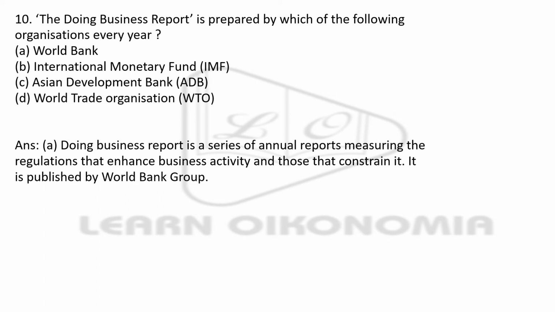So this report is prepared by the World Bank, which deals with the regulations that enhance business activity, and also the regulations which constrain business activity. Whether a particular regulation is enhancing business activity or constraining it could be identified if you look into this report, which is the Doing Business report. This Doing Business report is prepared and released by the World Bank.